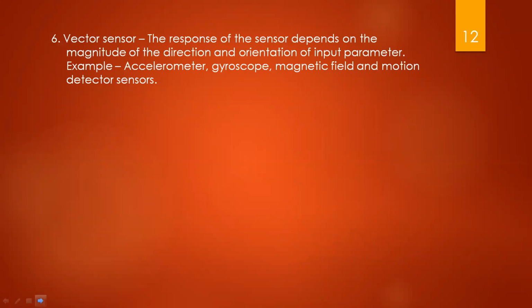The next is vector sensor. The response of the sensor depends on the magnitude, direction and orientation of input parameters. Example, accelerometer, gyroscope, magnetic field, and motion detector sensors.